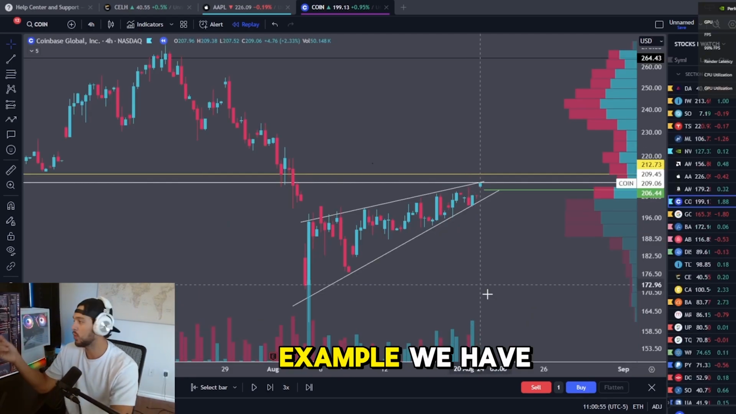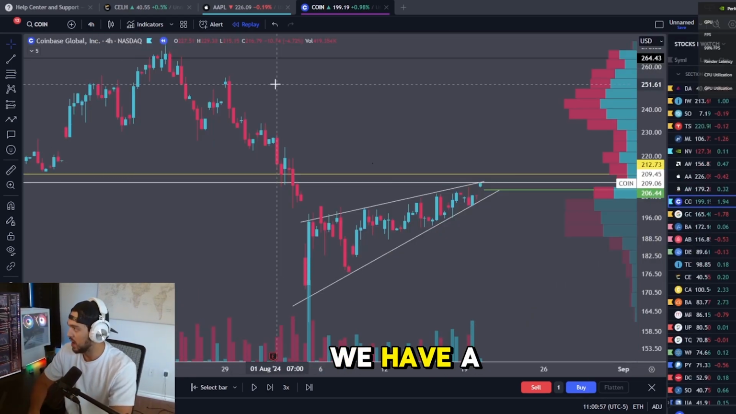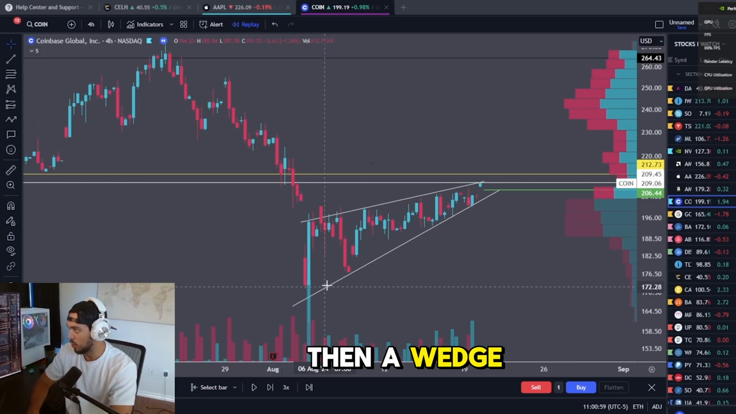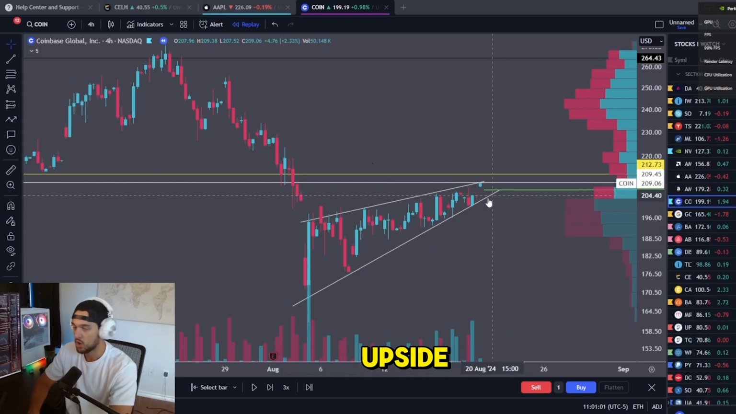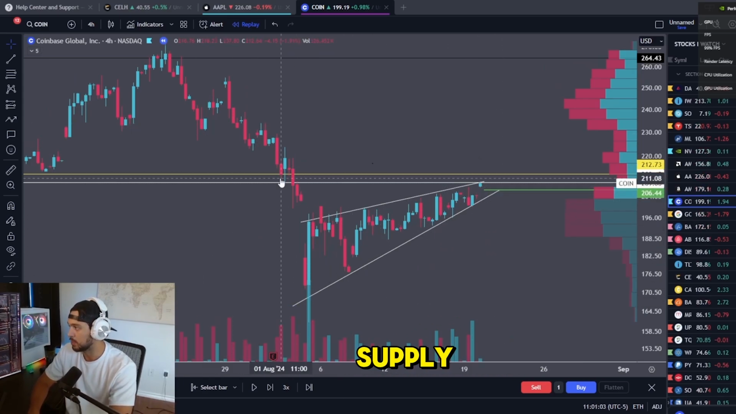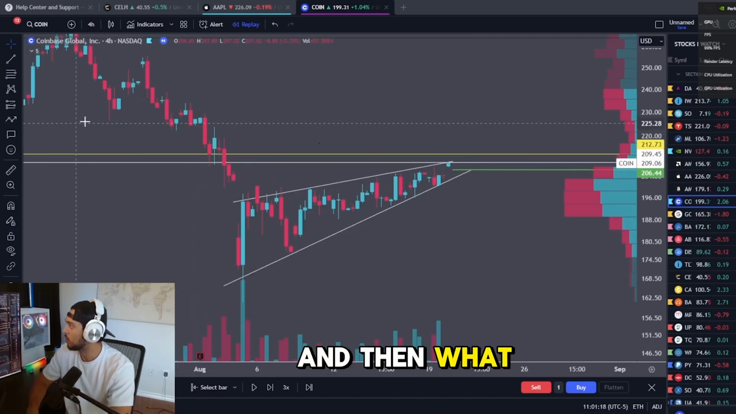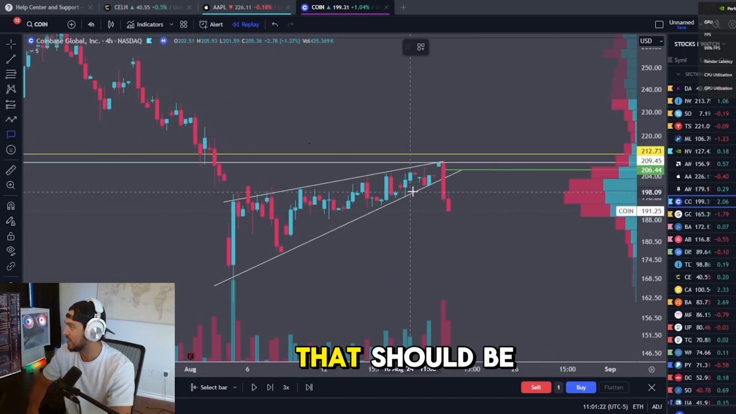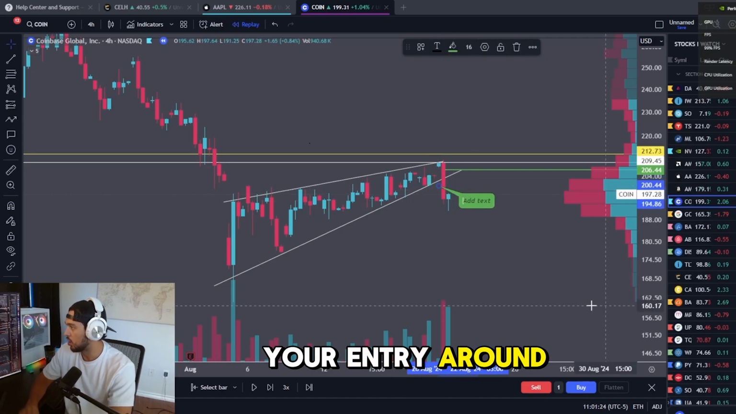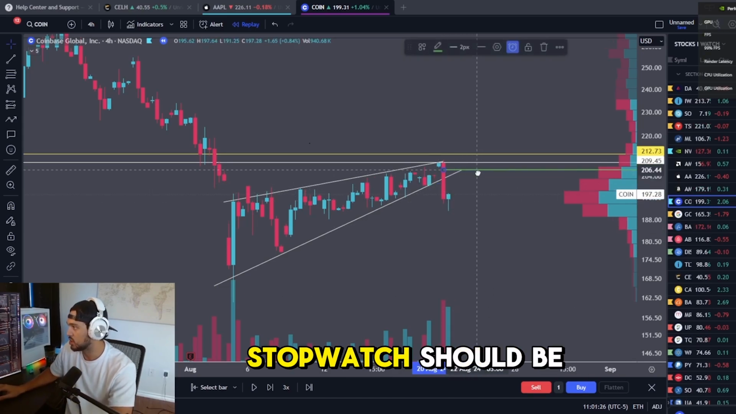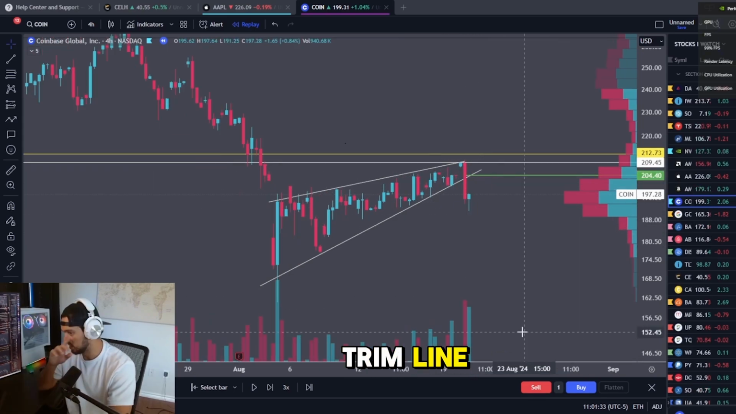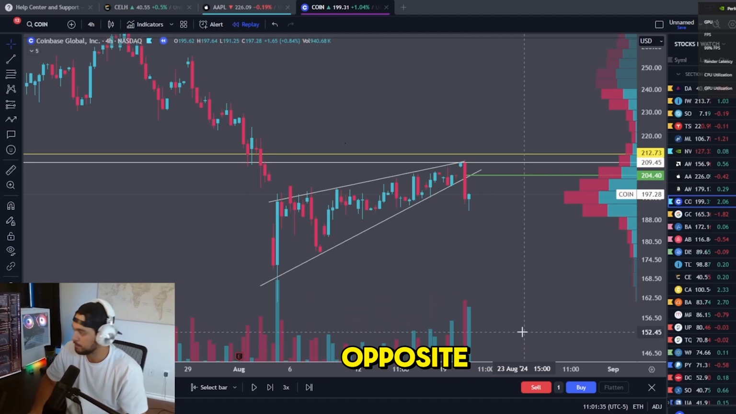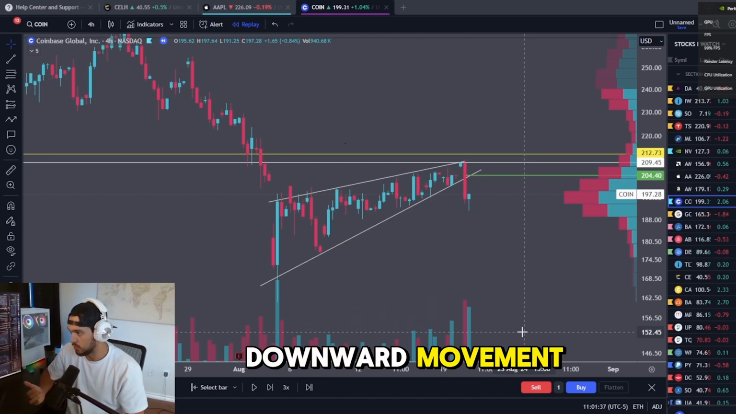So in this example, we have the complete opposite. We have a downward move and then a wedge going to the upside, retesting that previous supply, which was right here. And then what you want to see is it break to the downside like that. That should be your entry, or around here, and then your stop loss should be back above the trend line. That's how you play the complete opposite if you're looking for the downward movement.